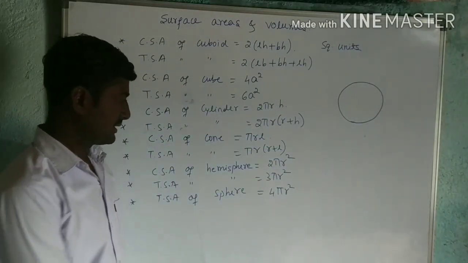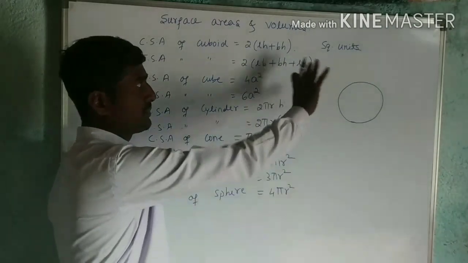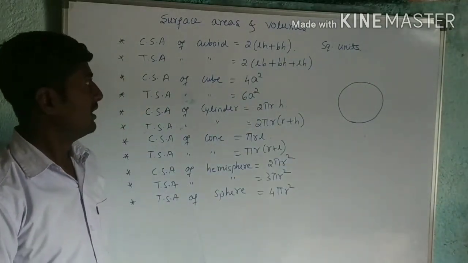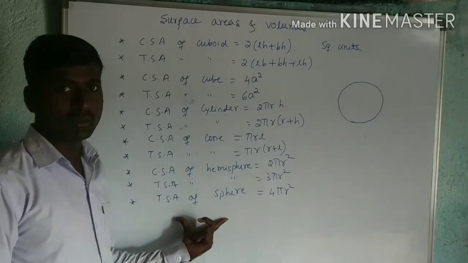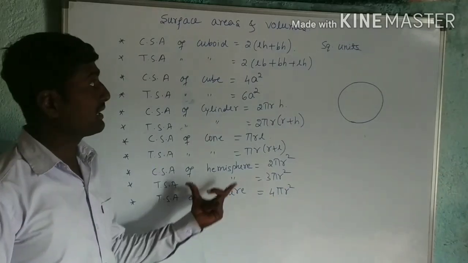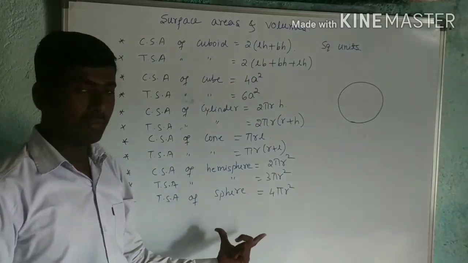All these units must be square units. First you note all these formulas. There are some other formulas related to volumes. We will note them afterwards.